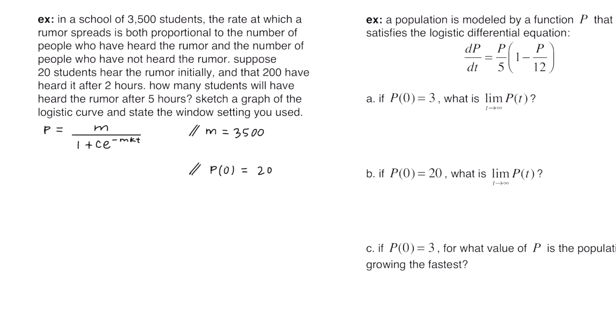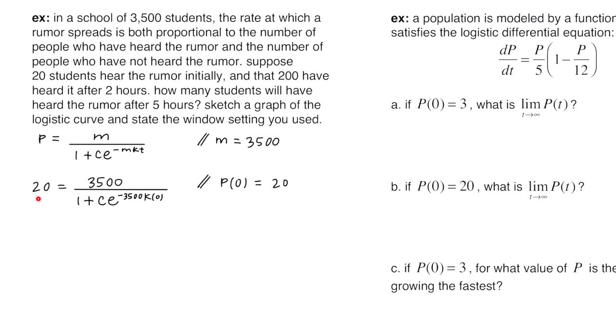When we plug these into the equation, we can then solve for c. So we have 20 plugged in for p, 3,500 for m here and here. T is 0, and then we just have the 1 plus c. So let's go ahead and simplify this. So up here, this is just going to make 0, so e to the 0 is 1, and then all we have left is 1 plus c in the denominator.